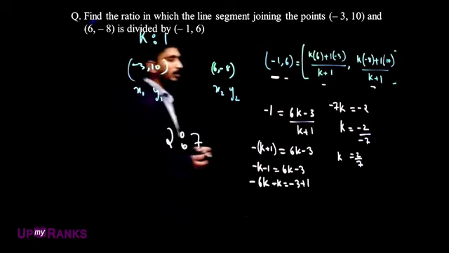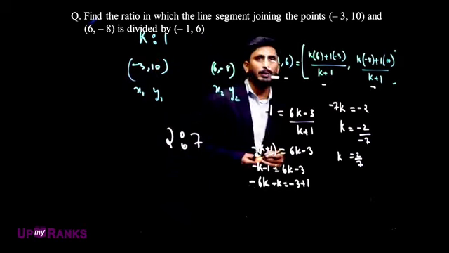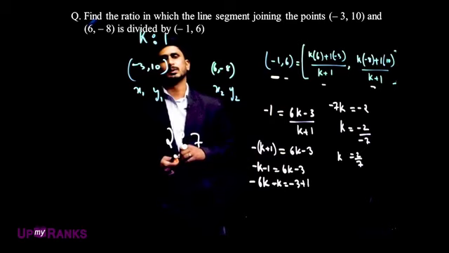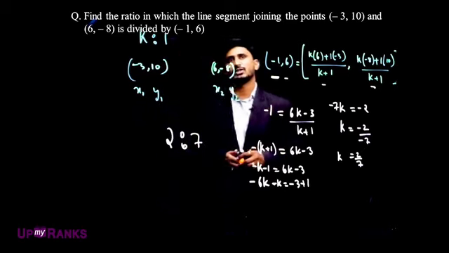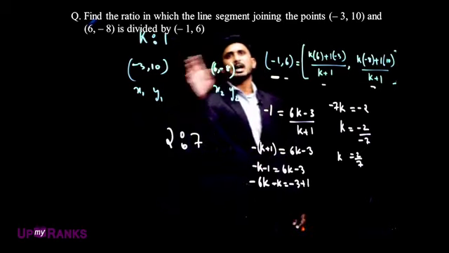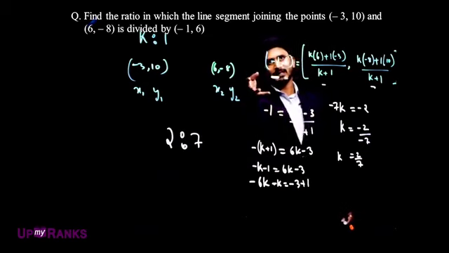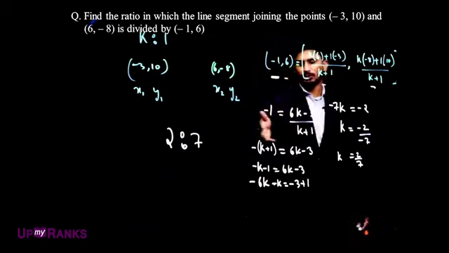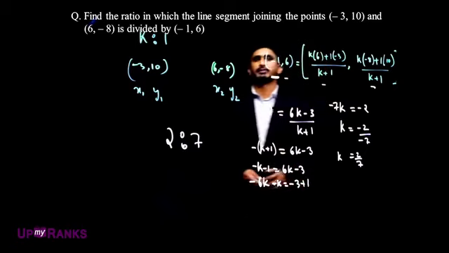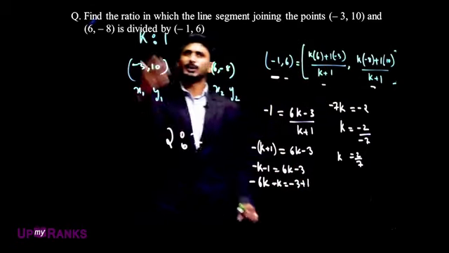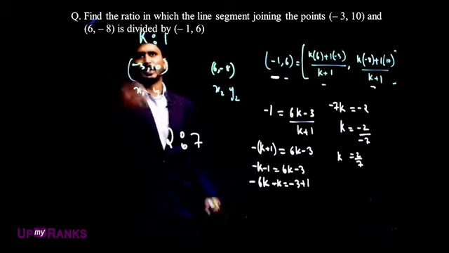The ratio is nothing but 2 is to 7. 2 is to 7. Is it clear? So the ratio, how did we get it? We just applied the section formula. We considered only one coordinate, which is x, equal to this part. So we simplified this and got the value of k. When you apply this, k is equal to 2 by 7.